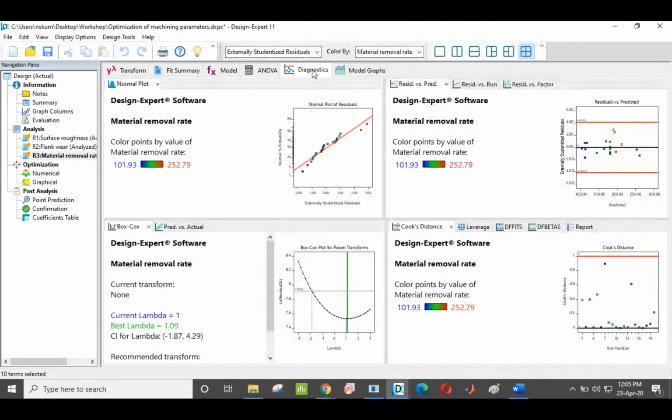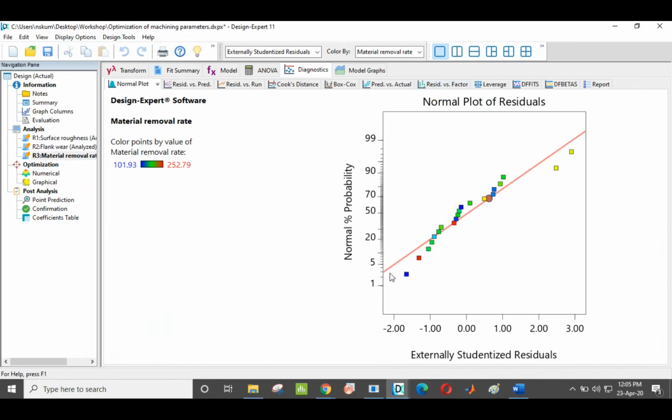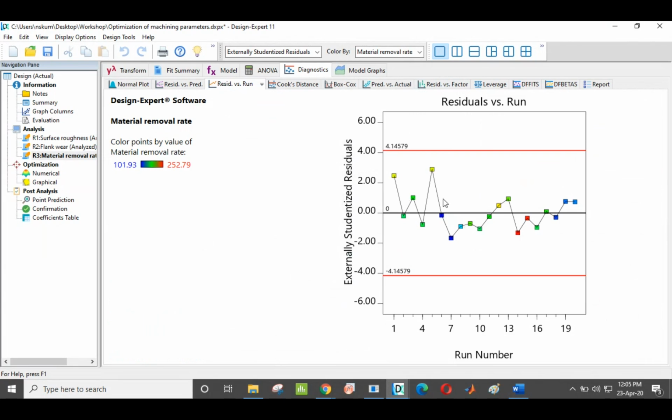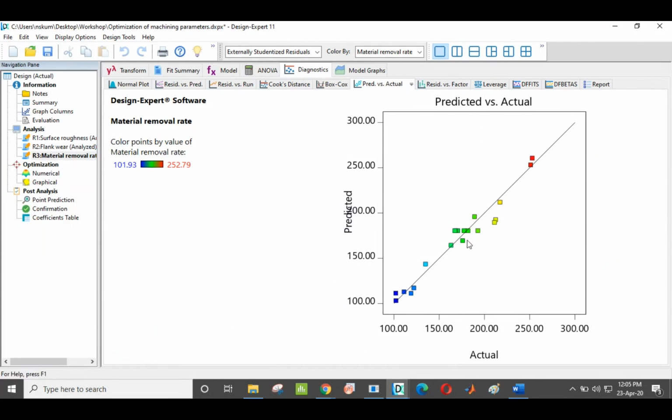Then diagnostic curves. A reasonable normal distribution is possible with this. So this is well scattered. Then predicted versus actual. This is really good, with that 74 percent itself. A good prediction is possible.